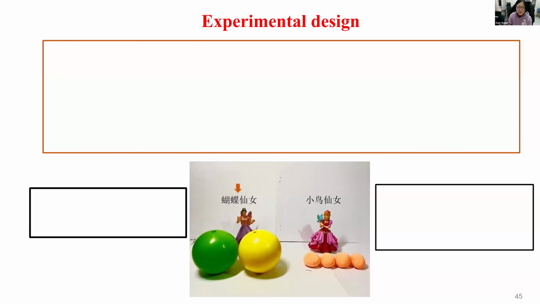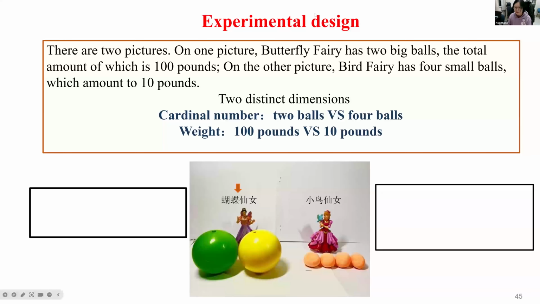Okay, so the experimental design is like this. This is the neutral context we present. We have two pictures here. On one picture, this is the butterfly fairy, who has two big balls. And the total amount of these two balls is 100 pounds. On the other picture, the bird fairy has 4 small balls, which amount to 10 pounds in total. As you can see in this scenario, we have 2 distinct dimensions. One is cardinal number, 2 balls versus 4 balls. We also have a weight dimension, 100 pounds versus 10 pounds. We have provided these 2 dimensions, which correspond to count interpretation versus mass interpretation.